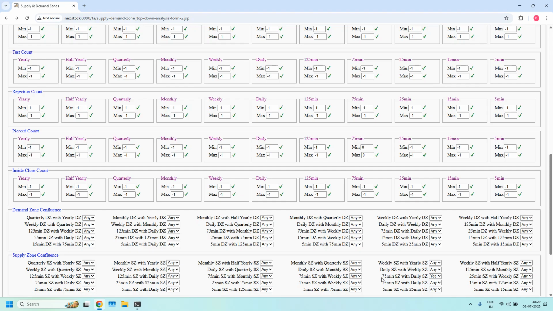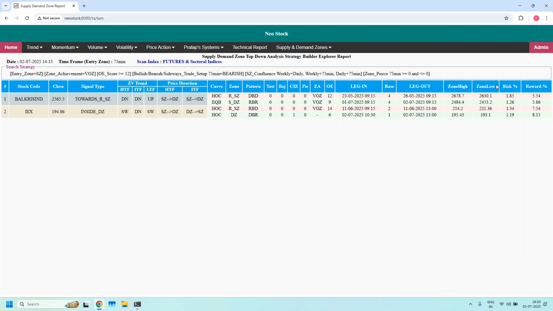not daily and weekly, sorry for the mistake. 75 minutes and daily already enabled. Next 75 minutes and weekly, daily and weekly. All 3 filters are enabled. With all the 3 filters, we got 2 stocks.